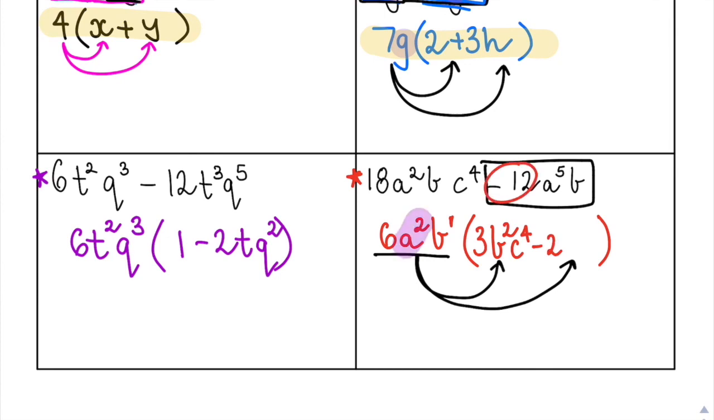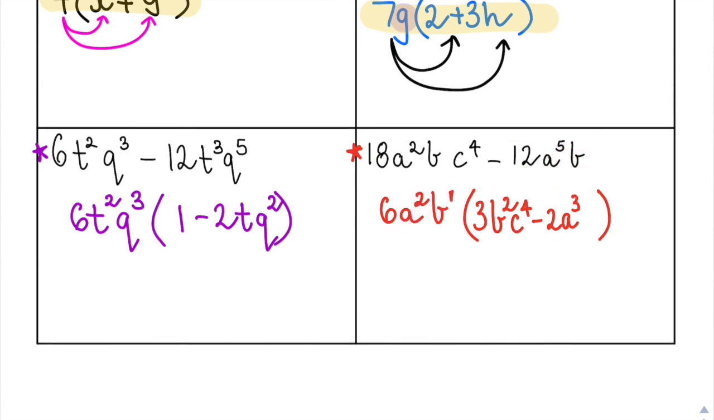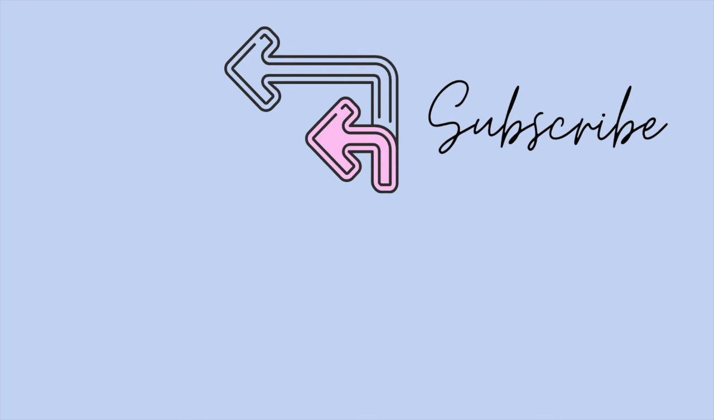We have an a squared out the front, but we need a to the power of 5. So that tells us we need 3 more a's, so we'll do a to the power of 3. We have a b to the power of 1 out the front, and that's all we need. We don't need any more b's. So what that tells us now is that we've completed the problem and that the factored version of this binomial looks like this.